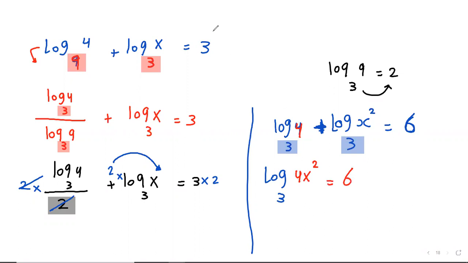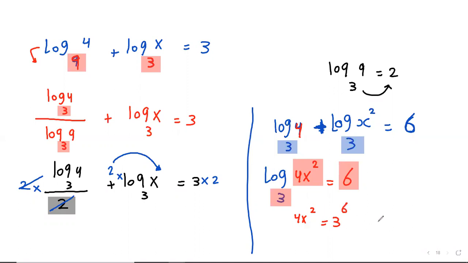What is the next step? The next step, you will apply the first rule we have learned. This is the base, and here is the number, and here is the power. So 4x to the power of 2 is going to be equal to 3, the base, raised to the power of 6.